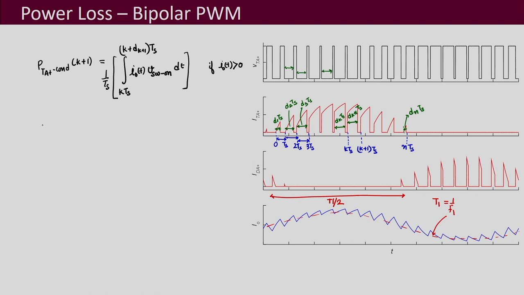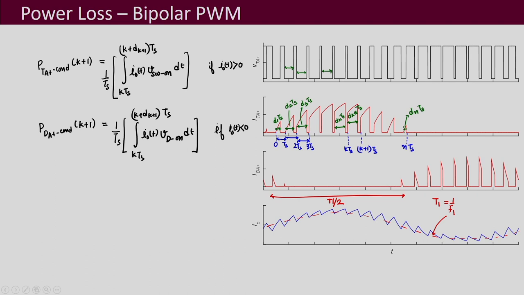Similarly, we can write for the diode as well, plus current for the K plus 1 interval. We can do a similar thing. We can again divide the rest of the half also into N TS intervals, and then there also the same could be written, from KTS to K plus D K plus 1 times TS in I O T. Now here this will be multiplied by the on state voltage drop of the diode instead of the transistor. And this is when the current is negative, because when the current is negative, that is when the diode conducts.